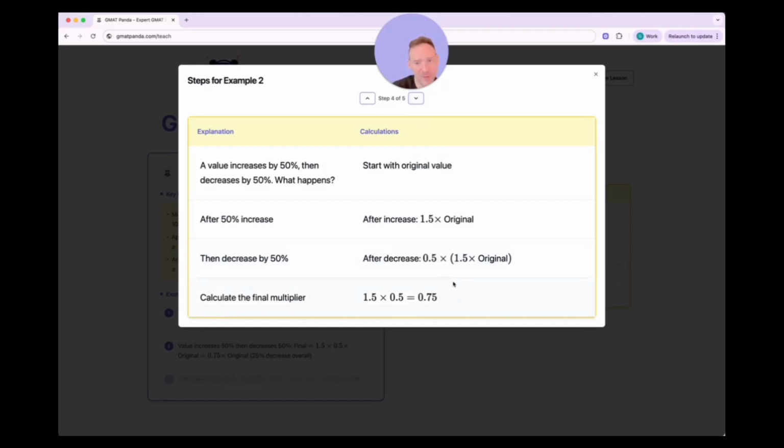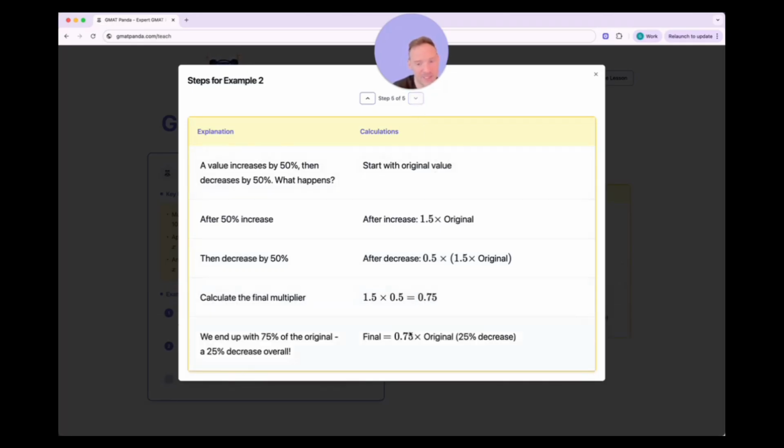But if we calculate this 0.5 times 1.5, we're going to get 0.75. So actually, we're not going to go back to the original amount, but we're going to go back to 0.75 of the original amount, or 75% of the original amount. And so that is actually translating to overall a 25% decrease.